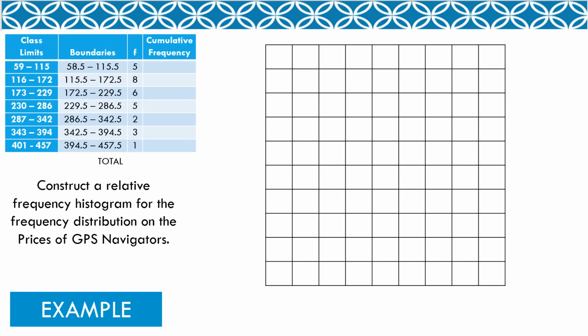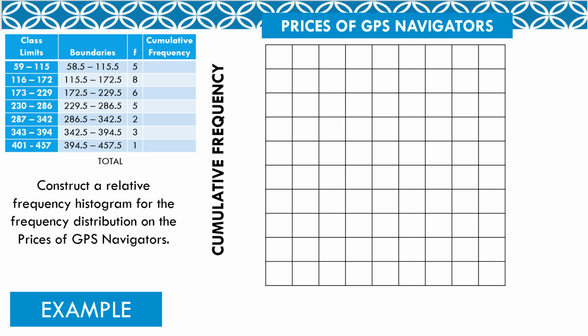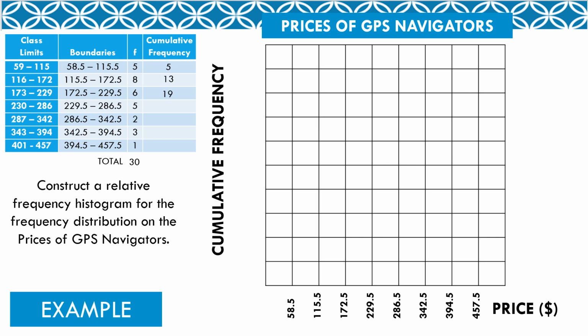Don't forget your title. So here's that same information we've been using. We need cumulative frequency. There's our labels. Bring over our first frequency. There are the boundaries. Total is 30. Bring over your 5, add in your 8, your 6, your 5, your 2, your 3, your 1, and that total should be the same as the total of our frequency. So we are using those cumulative frequencies.